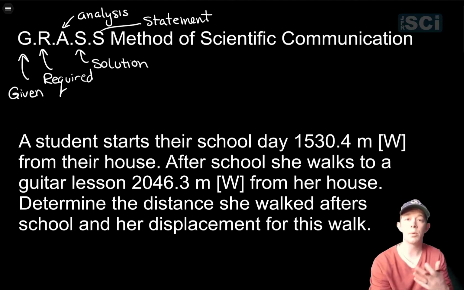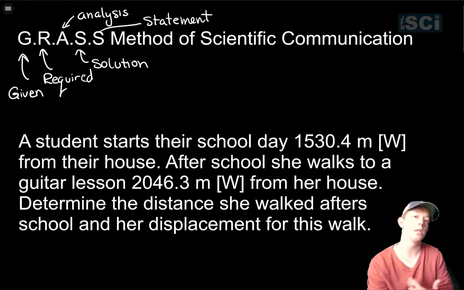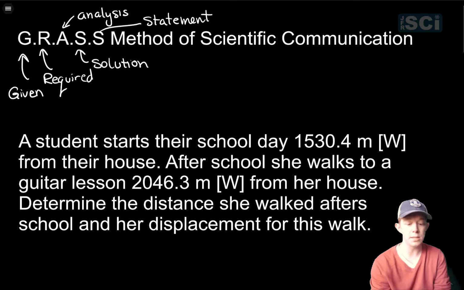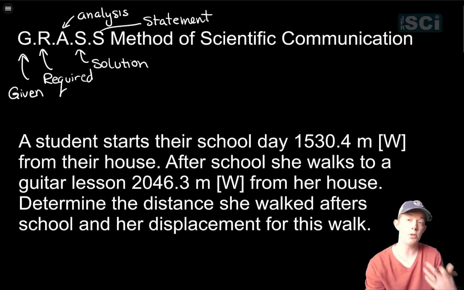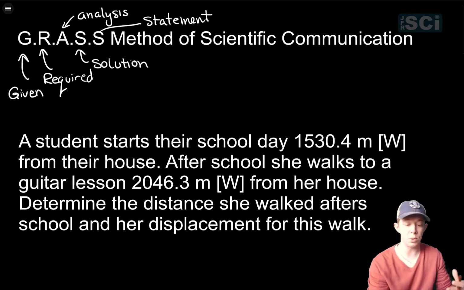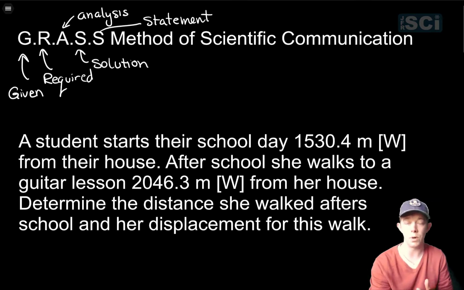So I'm going to use a sample problem to demonstrate how we're going to apply this method of communication. In this problem, a student starts their school day 1,530.4 meters west of their house. After school, they've got guitar lessons, and they go to guitar lessons, which is at 2,046.3 meters west of their house. And what we want to do is determine the distance that this student walks after school and her displacement of this walk.